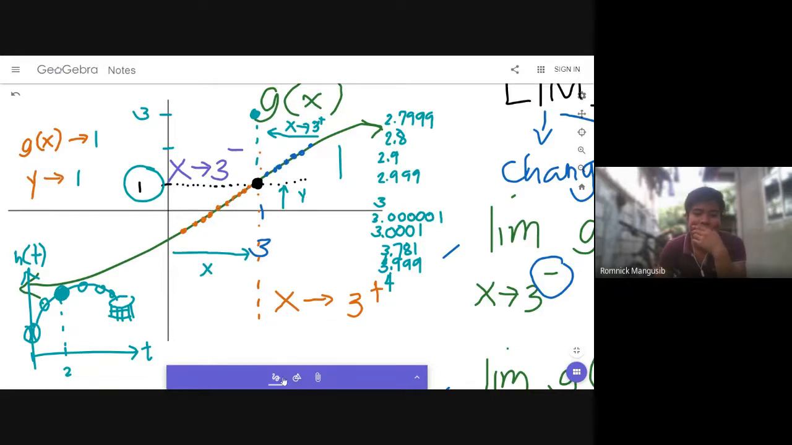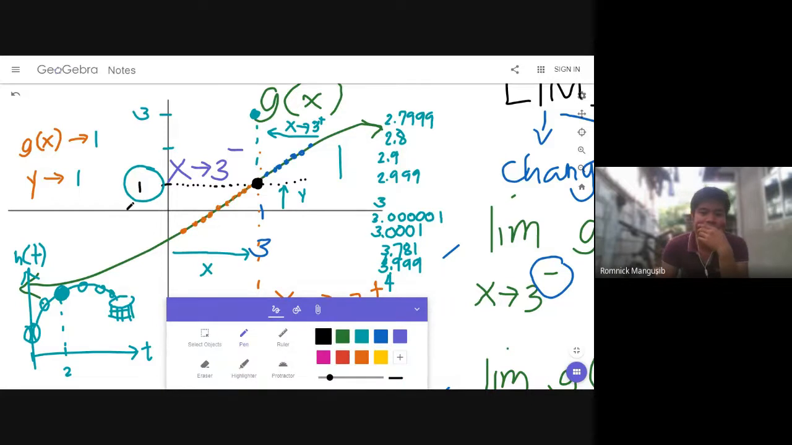So another is here. So halimbawa, there is a number here. Let's say this is -1. And then mag-assume ako dito. Kunwari, this one is -1.5. Okay, and then tatanungin ka, as x gets closer to -1, that must be -1. As x gets closer to -1 from the left, what happens to y? Then y gets closer to -1.5. It's just a pairing. Pairing lang sila.